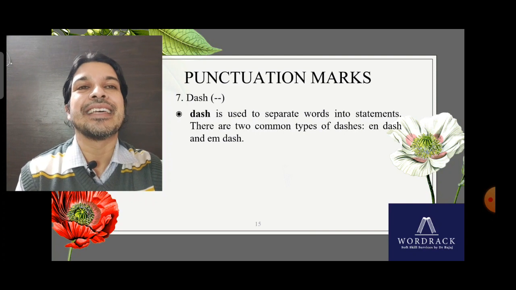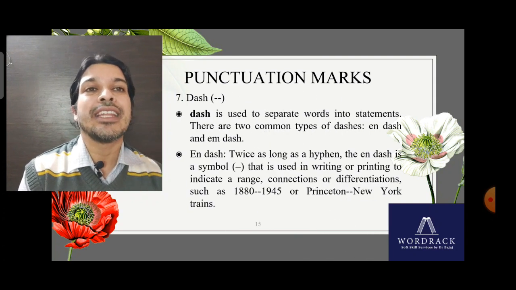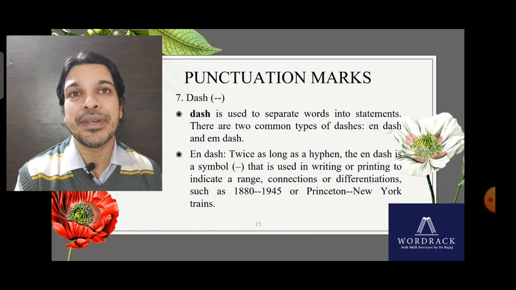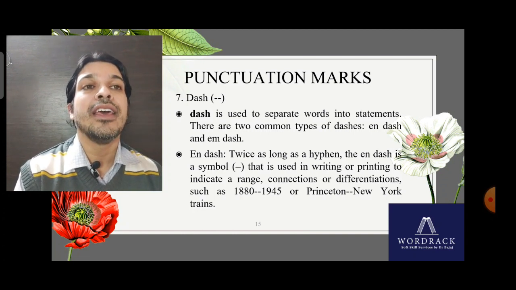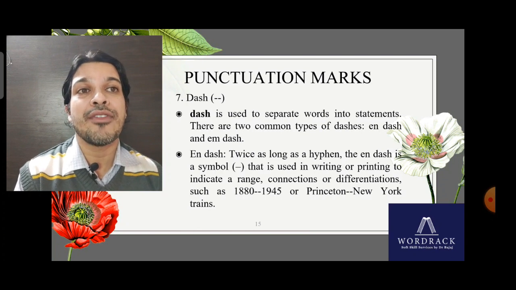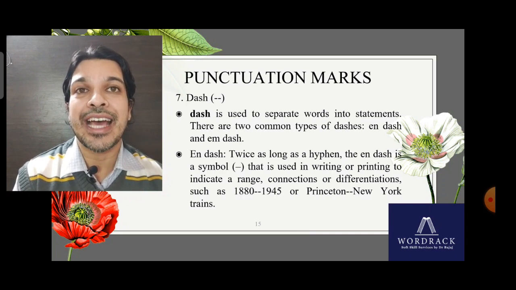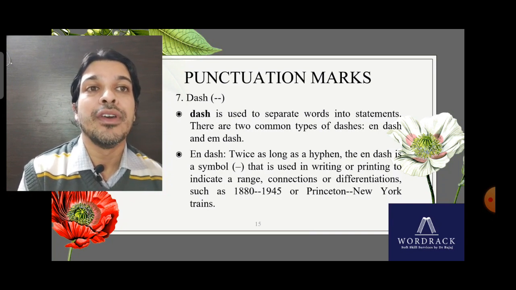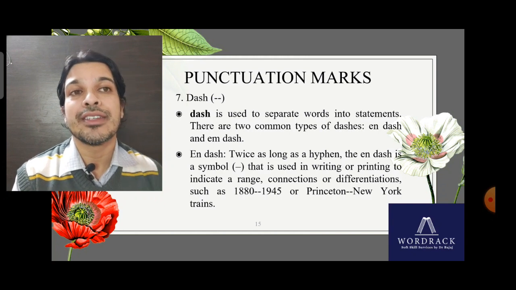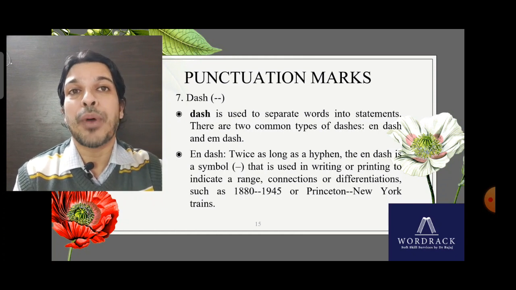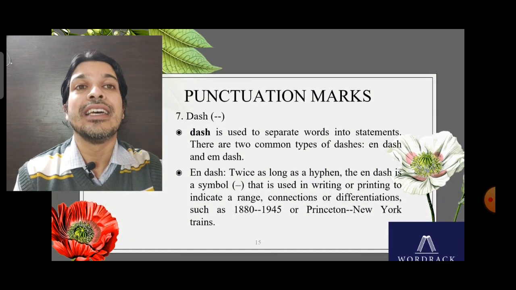So let's discuss these. The first one is en dash. It is twice as long as a hyphen. Kindly don't confuse en dash with a hyphen. Why? Because it is twice as long as a hyphen, and it is used in writing or printing to indicate a range, connections or differentiations, such as we're showing a range, 1880 to 1945. Kindly remember, en dash is twice as long as a hyphen, or Princeton, New York trains. So again, we are showing a range, a connection, so we use en dash here. Important thing, length: twice as long as a hyphen.